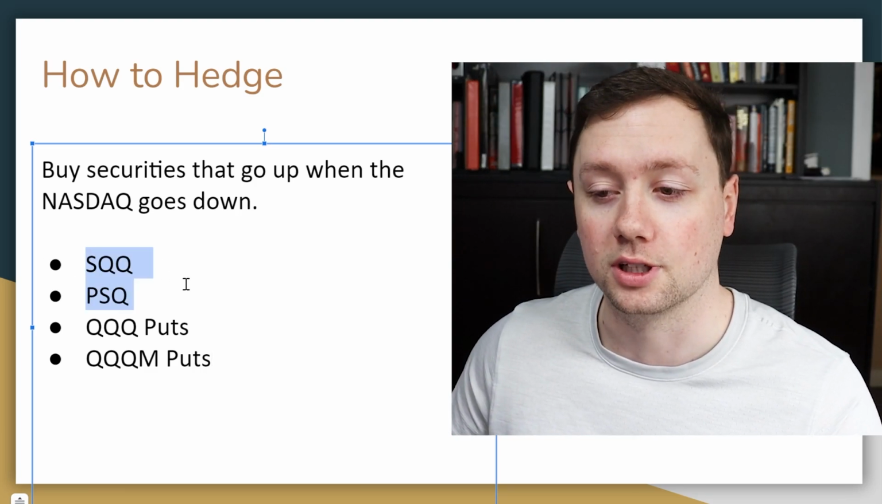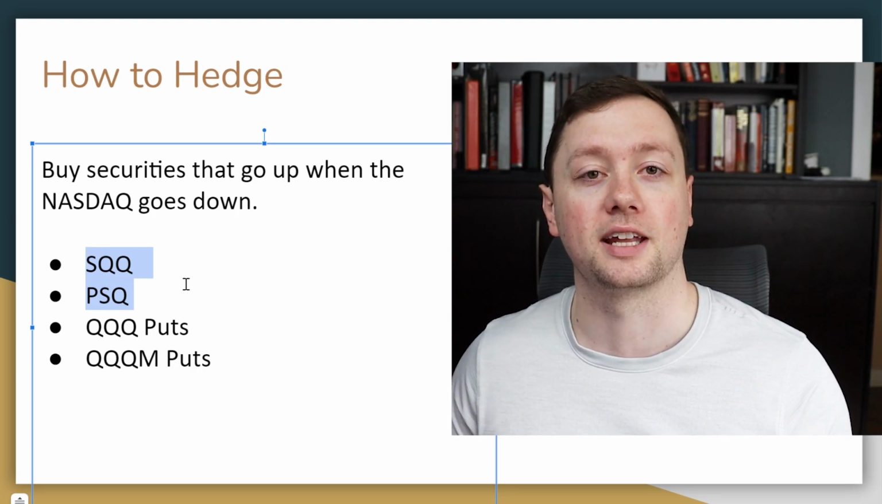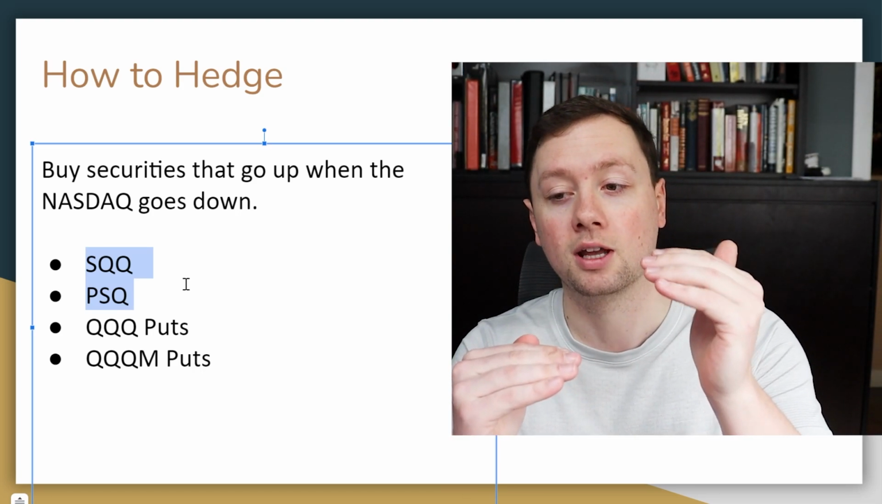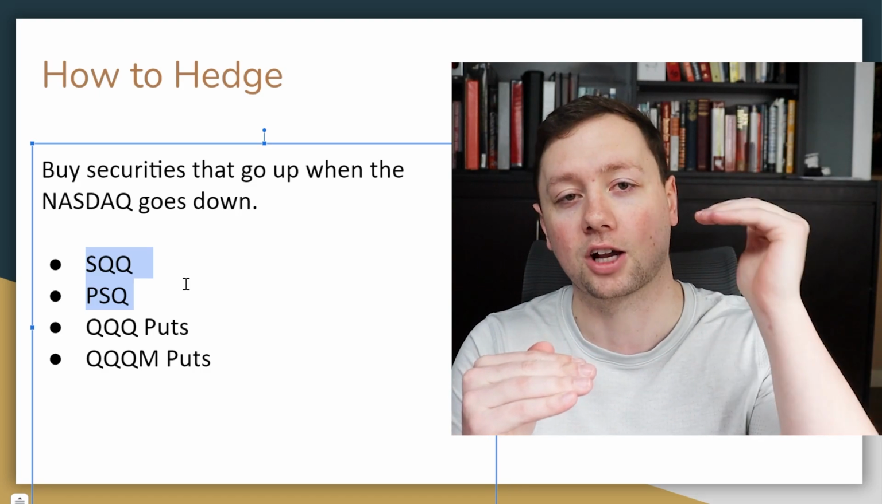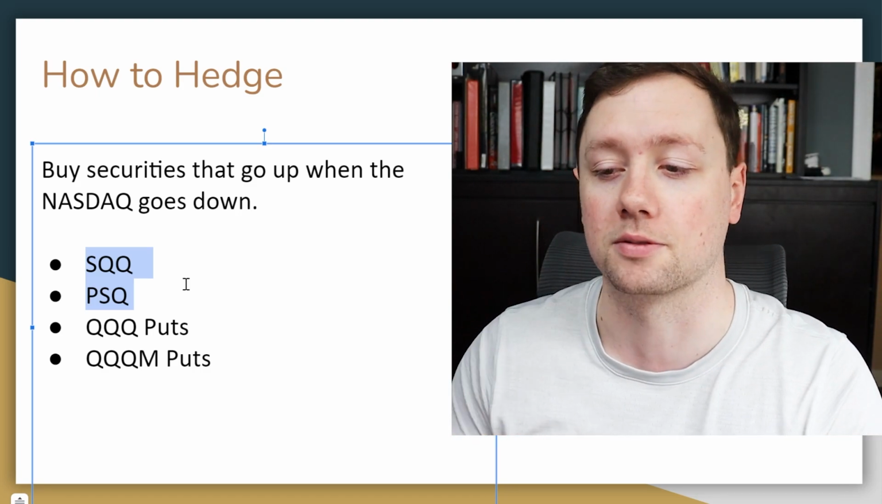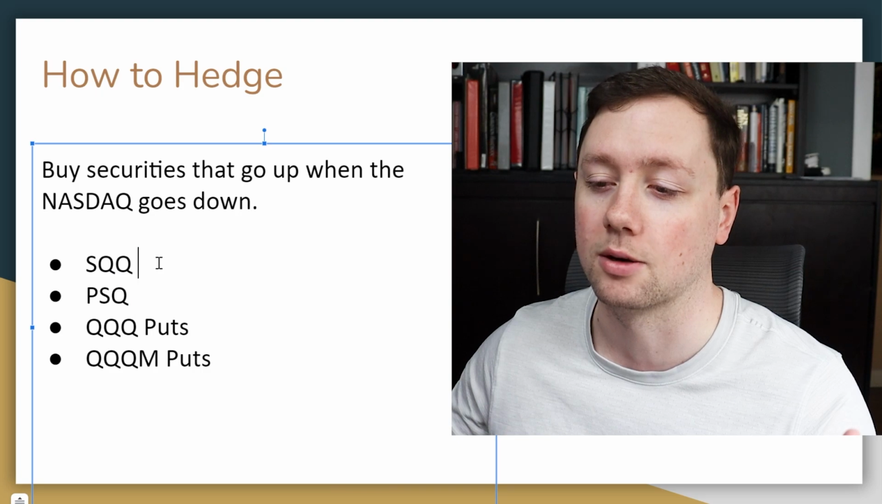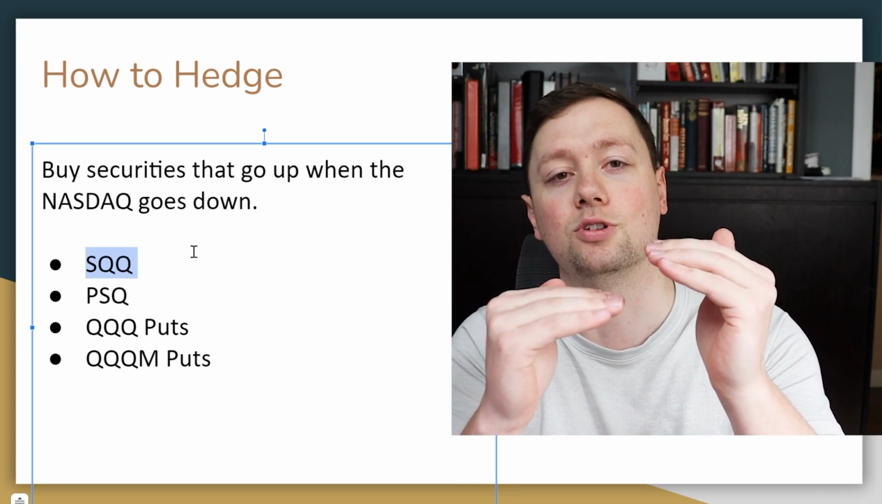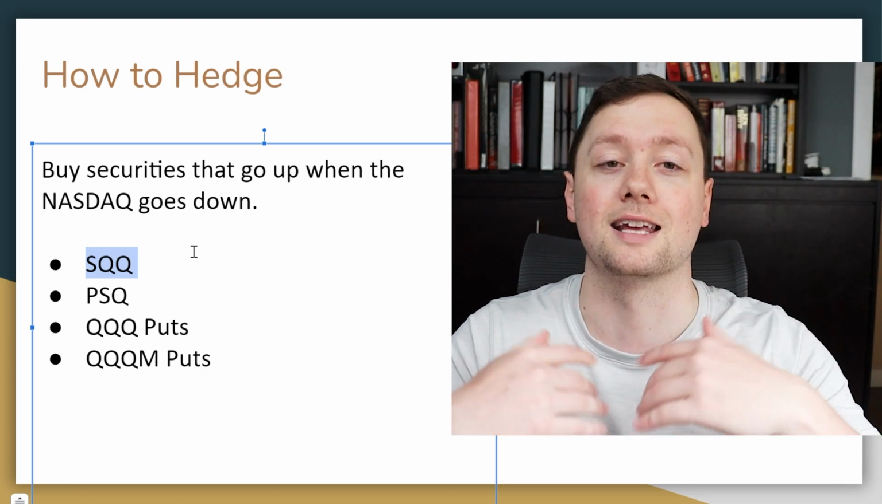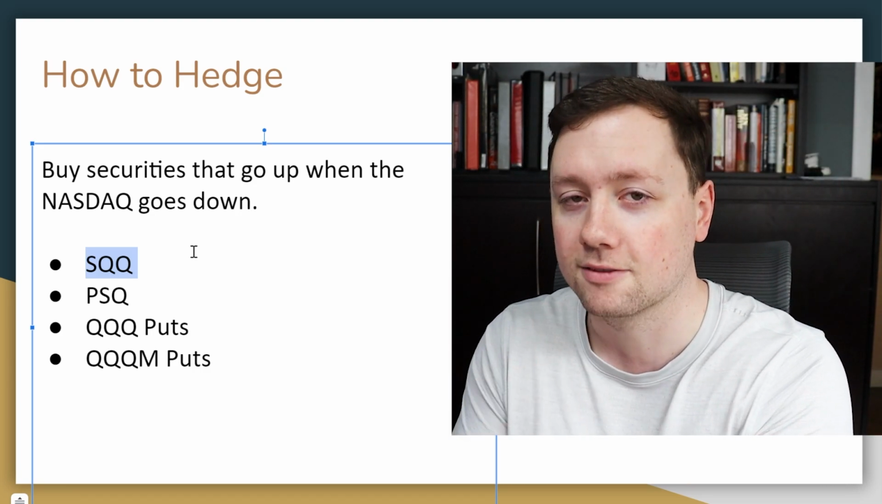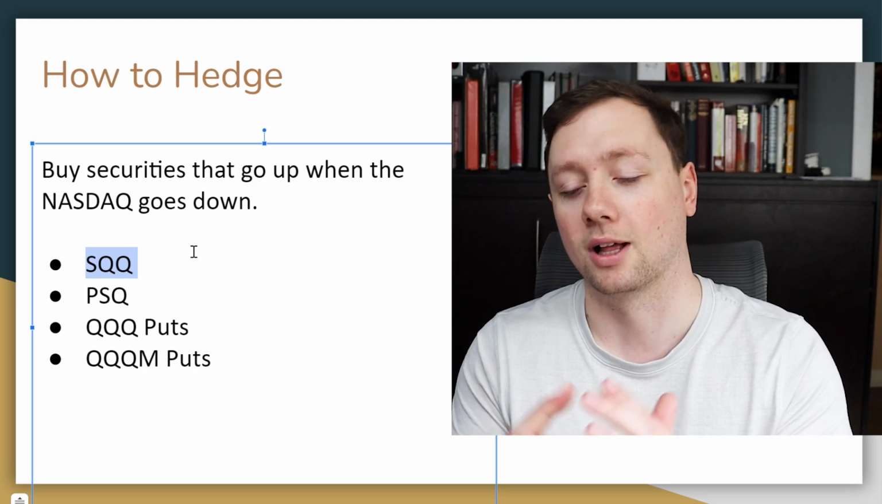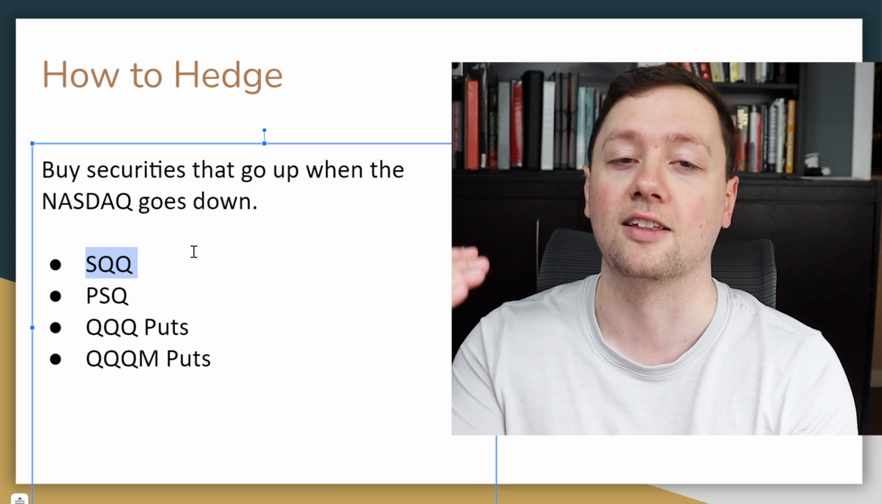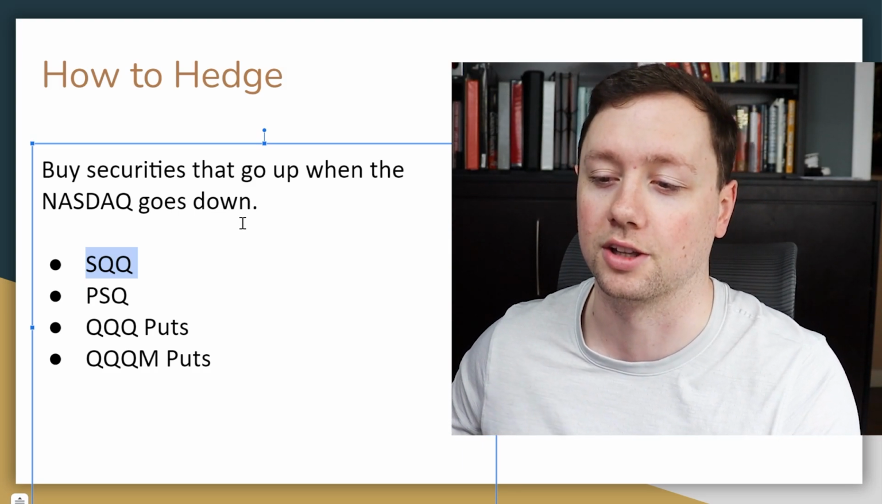SQQQ and PSQ here are actually inverses of the NASDAQ. And so when the NASDAQ goes down, SQQQ and PSQ actually go up in value, and so you can make some money. The interesting thing here is that with SQQQ, when the NASDAQ goes down by 1%, SQQQ goes up by 3%. It is a 3 times leveraged inverse of the NASDAQ, and so it will actually give you 3 times the movement in the event that you see a correction on the NASDAQ.